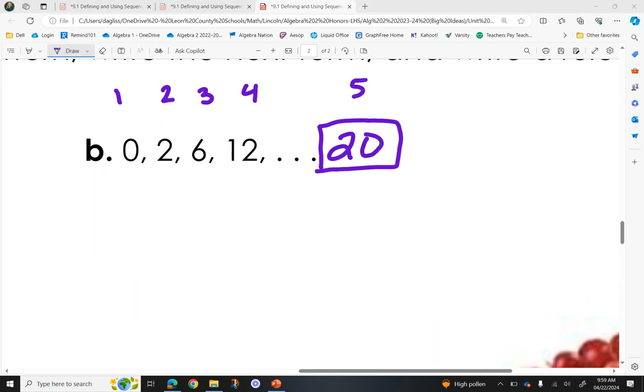Okay, so this is what I'm seeing on a lot of people's papers. Like, you know the next piece is 20, then you're kind of stuck of like, okay, but what's the rule? Okay? So how did you get to 20? Added 8. You added 8? Why? Because we got +2 and then +4 and +6. But that's not the same thing each time. So how would you write that using n?